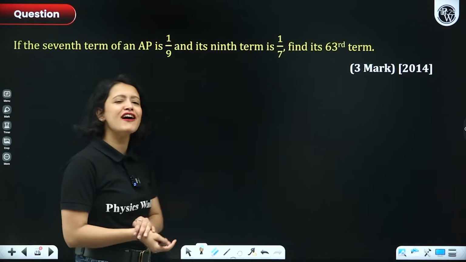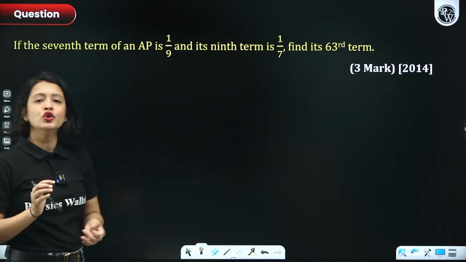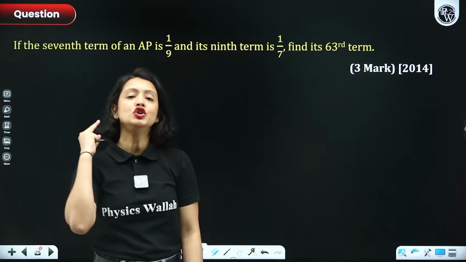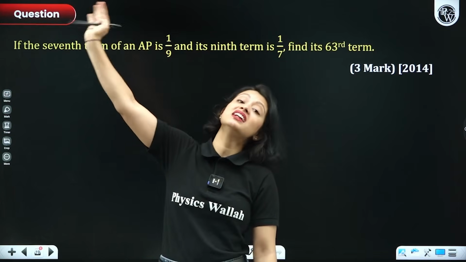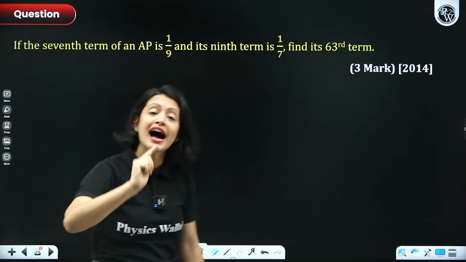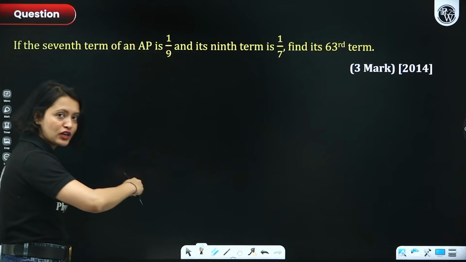Okay, next, if the 7th term of an AP is 1 by 9 and its 9th term is 1 by 7, find its 63rd term. So here, we have been given 2 nth term values, and we have to figure out another nth term's value. So here 2 equations will be formed. Got it? Let's see how the equations will be formed.